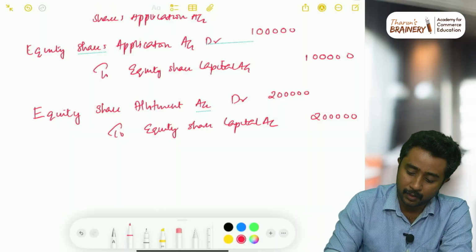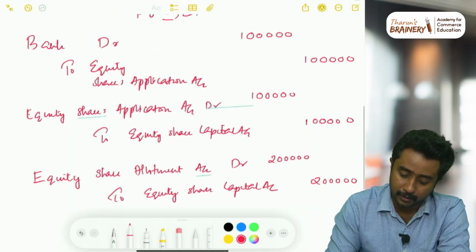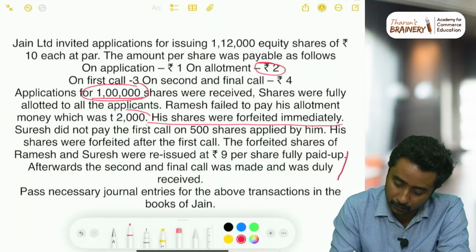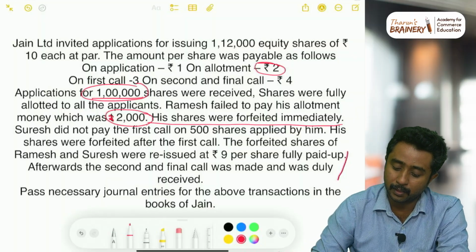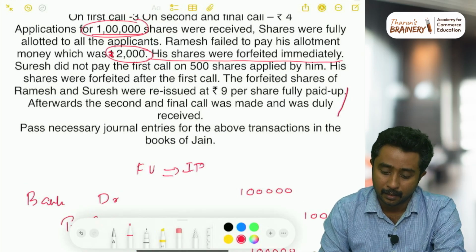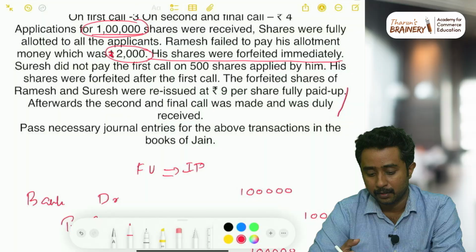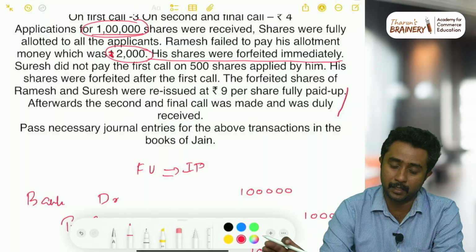In that, one person is not paying the amount. As you can see, Ramesh failed to pay his allotment money, which was rupees 2000. This is just a typing mistake. So here rupees 2000 he is not paying. We don't know how many shares this 2000 corresponds to. We can find it out, but it is not necessary. So we can just say Ramesh's unpaid amount is 2000.